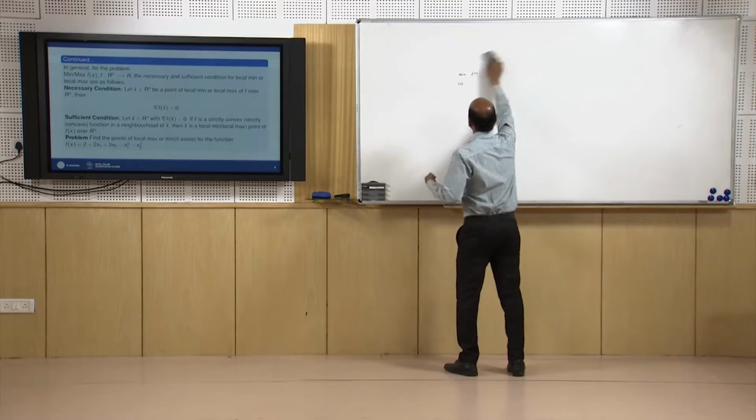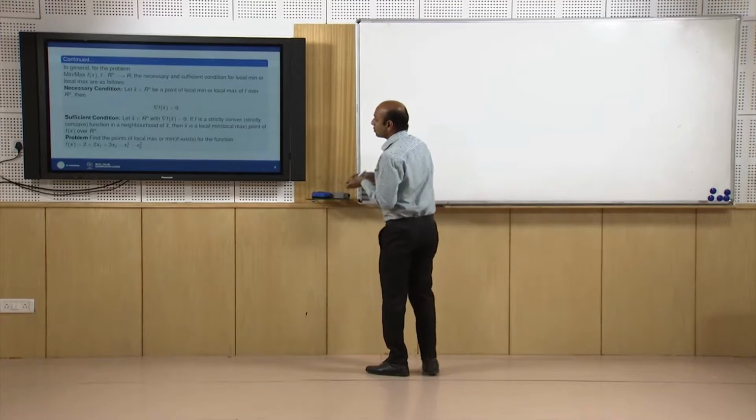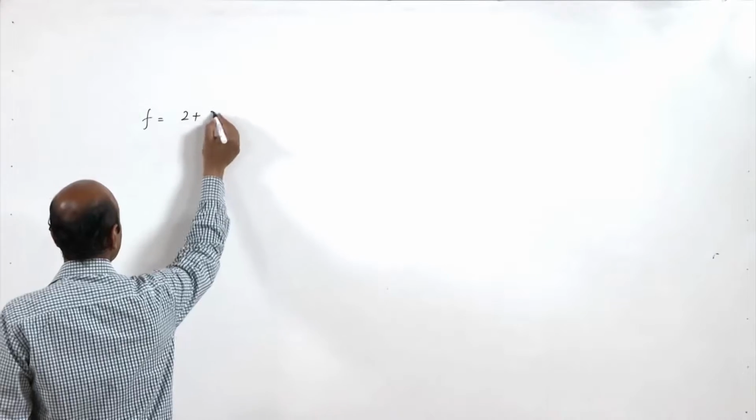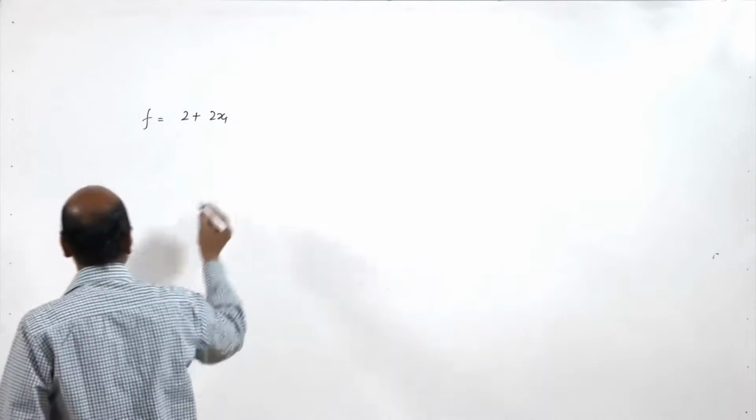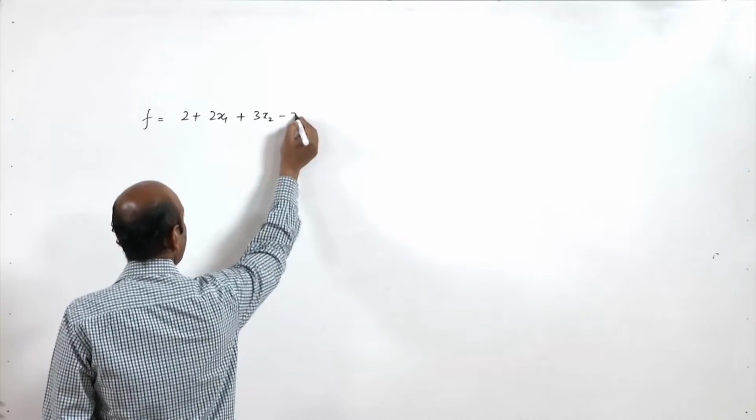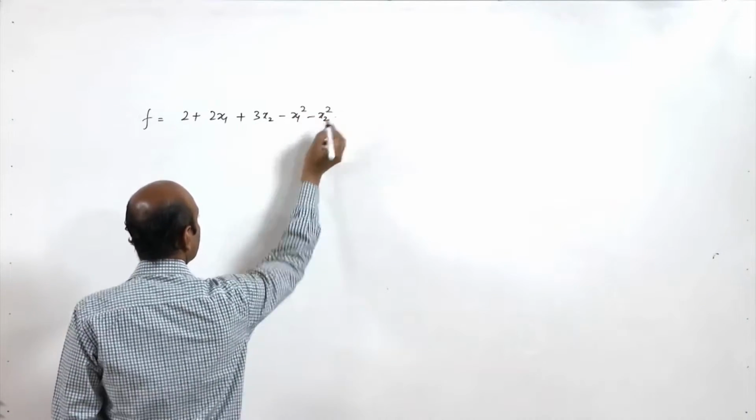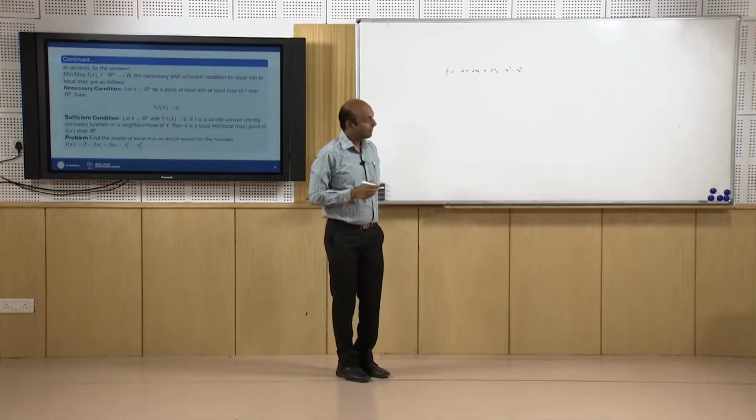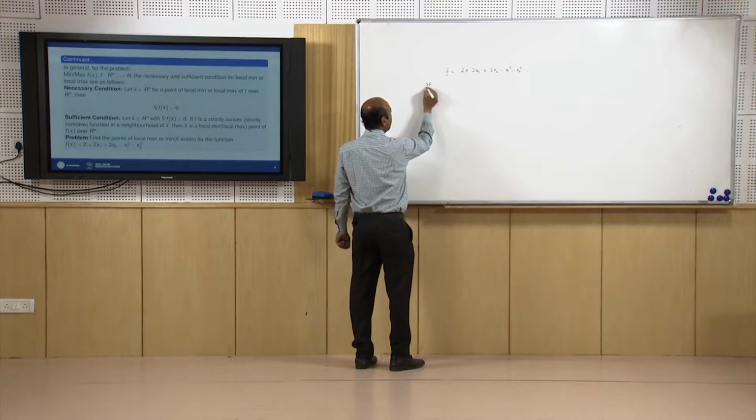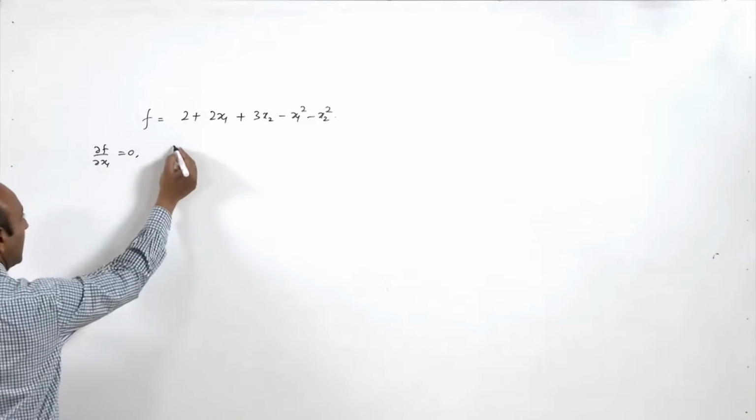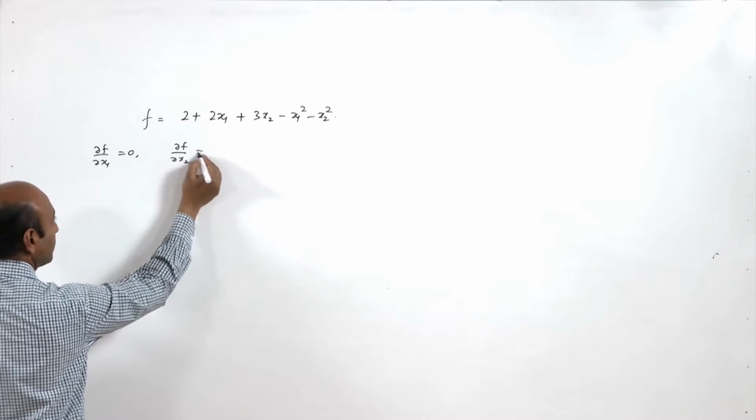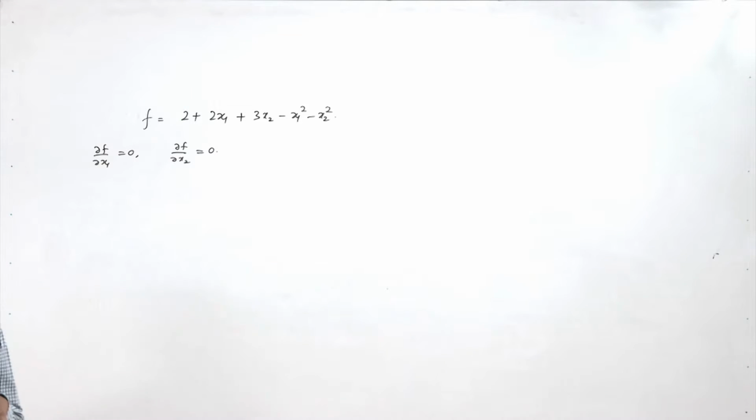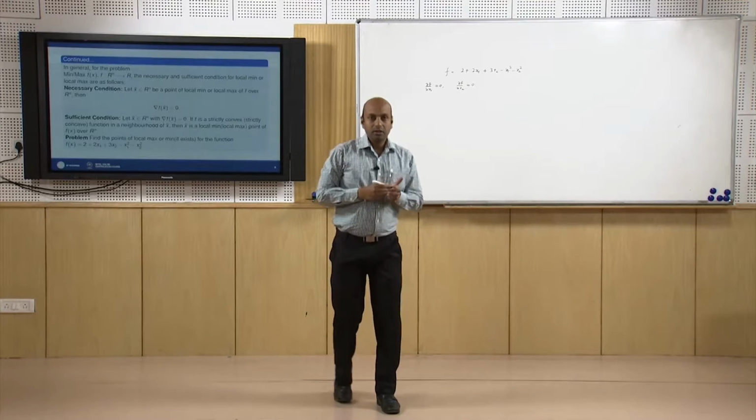Now, suppose you have this problem and you want to find out the local maxima or local minima for this simple 2 variable problem. So, what is f? f here is nothing but 2 plus 2 x1 plus 3 x2 minus x1 square minus x2 square. We are interested to find its point of local maxima or local minima. So, first we find del f by del x1 and put it equal to 0, and del f by del x2 and put it equal to 0. This condition will give us a stationary point.